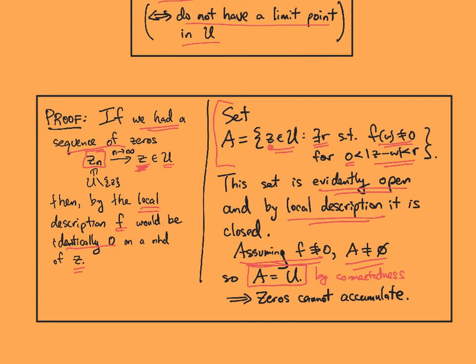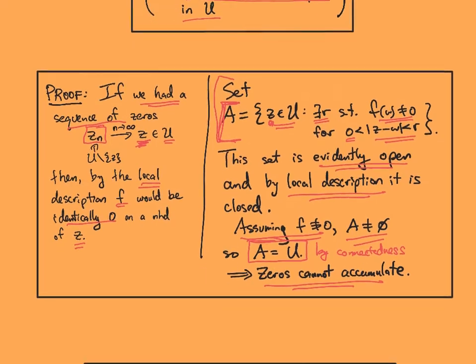Okay, and then we get out of this that zeros cannot accumulate, because if they did accumulate somewhere, then there would be some point with the property that on a neighborhood of that point, f was identically 0. But the set A is all of U, so there are no neighborhoods on which f is identically 0.